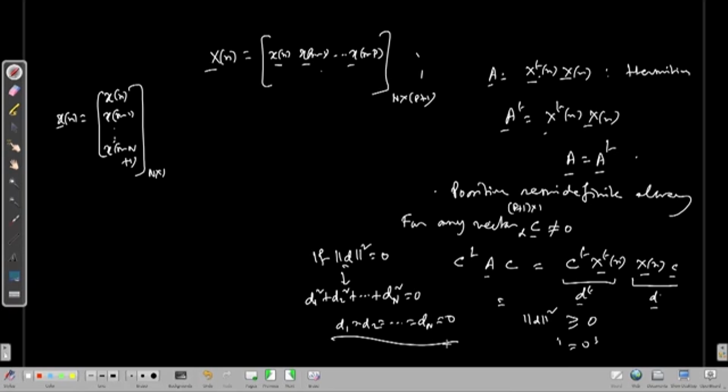Only if the d vector is the 0 vector will it be equal to 0. So d equal to 0, what does it mean? d equal to 0 means X_n times c is 0.